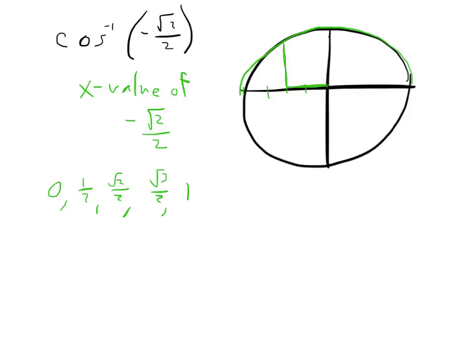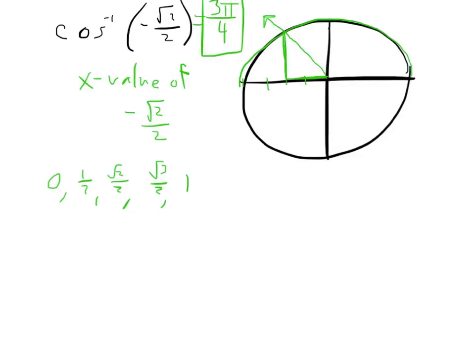So the angle I'm looking for must be that one right there. Right? So now I just need to remember what that angle is. And I continue to see this as fractions. This is pi over 4, this is 2 pi over 4, this is 3 pi over 4. And so that gets us that this is 3 pi over 4. And that's it. And that's how inverse trig works.